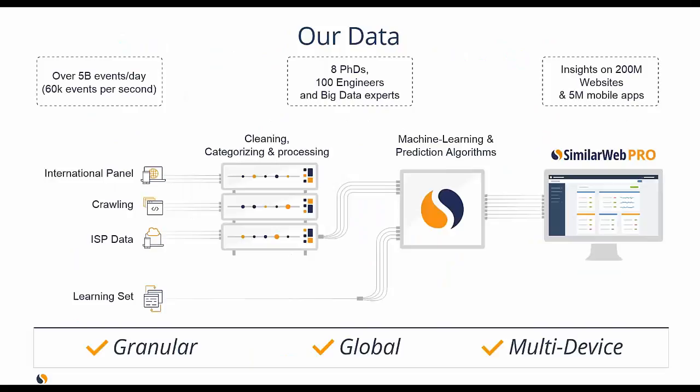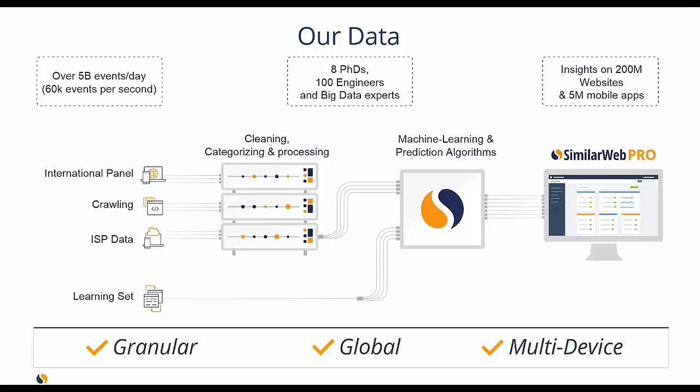So how do we get all this data and bring it to you? We gain our insights from four main sources. The first is our SimilarWeb panel, which is the largest in the industry and it's the foundation for our insights. We also have our crawlers, which scan billions of sites every day to create a dynamic map of the web. In certain countries, we also supplement our data by partnering with ISPs. And last but not least, we have our learning set, where hundreds of thousands of websites have opted in to share their direct analytics with us.